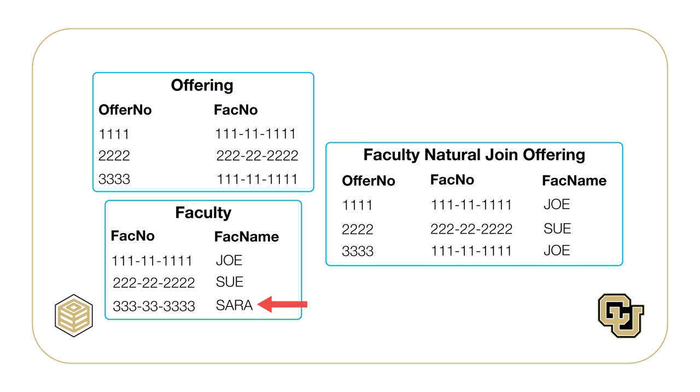The third faculty row may represent a research faculty or newly hired faculty. To gain understanding, I encourage you to repeat this exercise yourself using your own small sample tables.